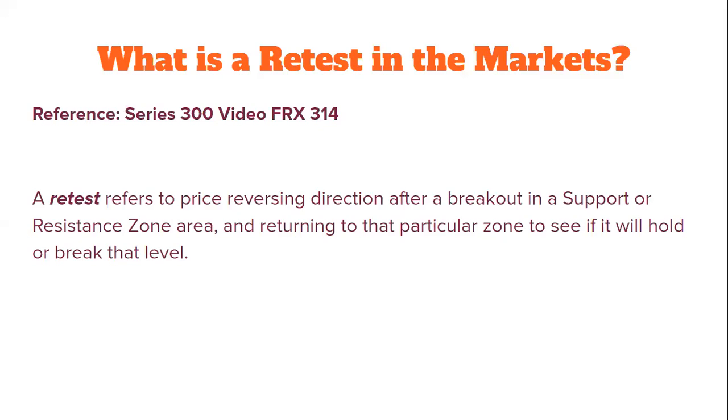All right. So a retest refers to price. Okay, we talked about price, and we're also talking about candles. The candles are price action, all right? It shows us what's happening in the market to the price. So price reversing direction after a breakout. Now a breakout, remember I showed you, could be an uptrend with pullbacks or a downtrend. So a retest actually happens after a breakout in a support or resistance zone area. And then it may return to that particular zone to see if it will hold or break that level.